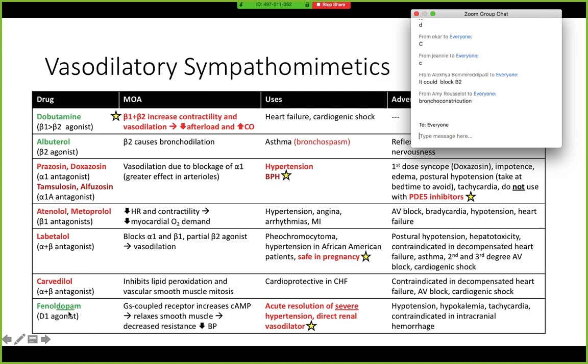Another big one that he kind of emphasized was fenoldopam. Fenoldopam is a D1 agonist and is working primarily in the renal arterial beds. So it's a direct renal vasodilator and is used in acute episodes of very severe hypertension. So fenoldopam in acute resolution of severe hypertensive episodes. If you have a patient that comes into the ED that's extremely hypertensive, fenoldopam would be an option to get that blood pressure down quickly.